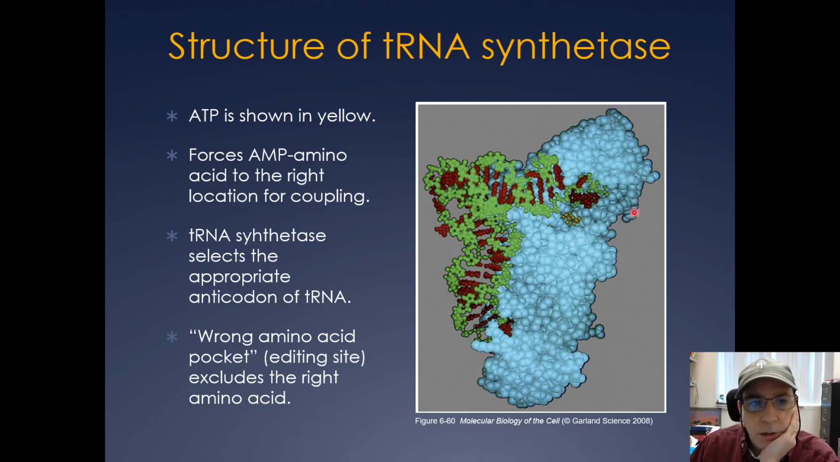Okay, so here's basically the structure of tRNA in a tRNA synthetase. The ATP is shown here in yellow. This is the tRNA. Here's the anticodon. And then the amino acid site is actually right in here as well. It forces the AMP amino acid into the right location for coupling. In the event that it's the wrong amino acid, it will flip up to the editing site. And if it's the correct amino acid, it'll be excluded. Once again, the selection here occurs because you have the anticodon of the tRNA binding.